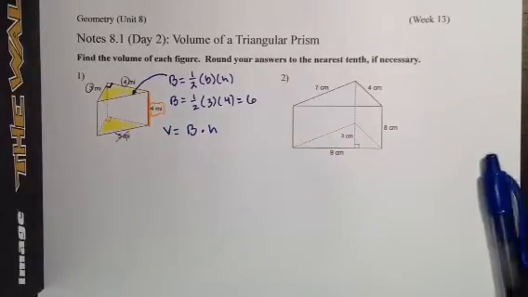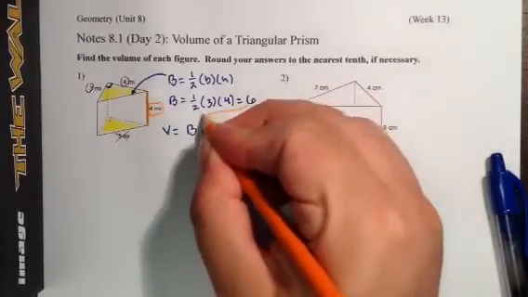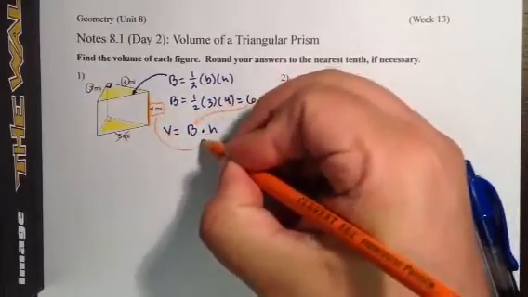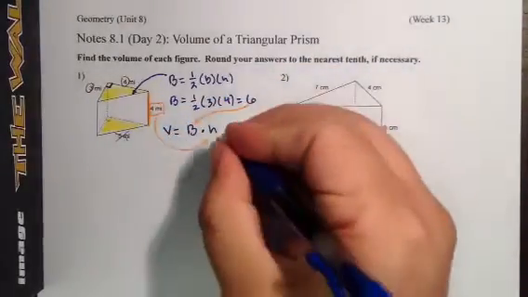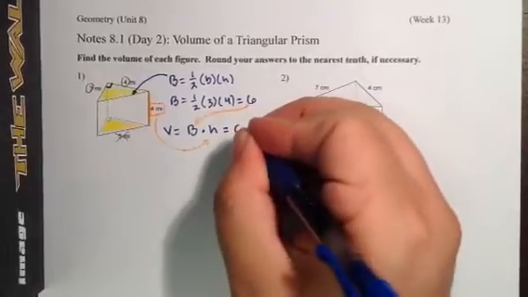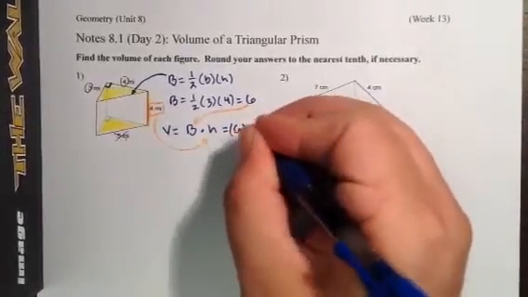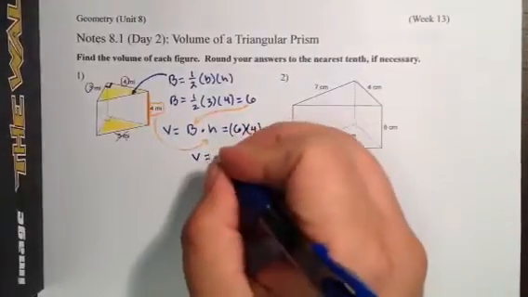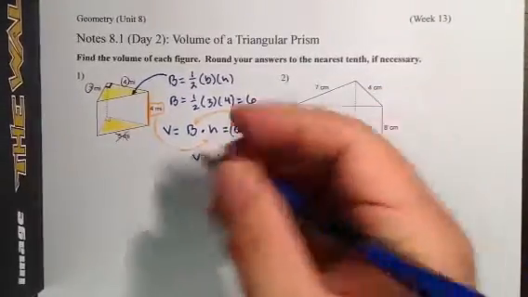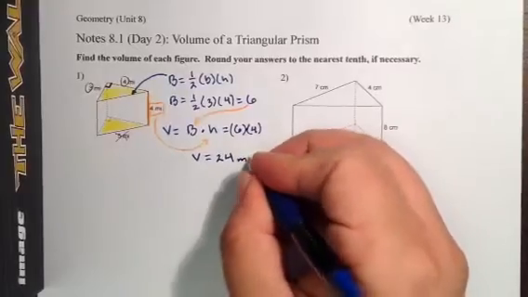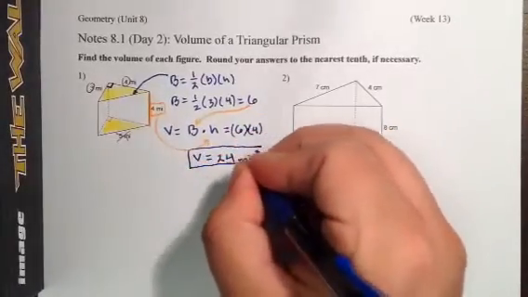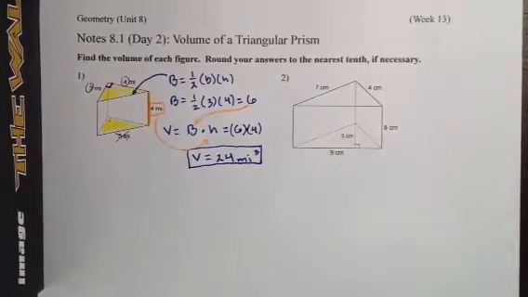And so my area of the base, we already know is 6. The height, well, that's going to be the 4 right there. So then we're going 6 times the 4, so volume is equal to 24, and then don't forget the unit. We're dealing with miles, so miles to the power of 3. Remember, volume should always carry a power of 3. 3D object, keep that in mind.